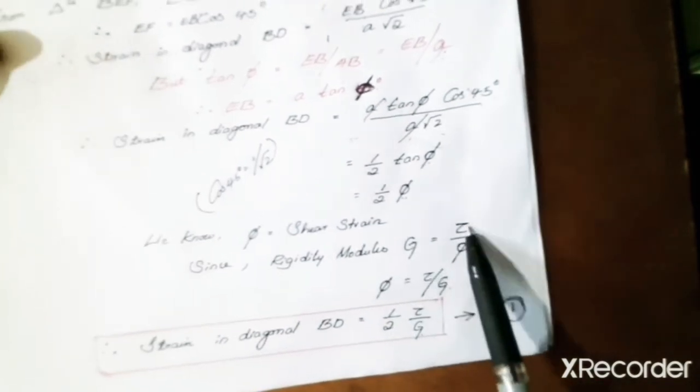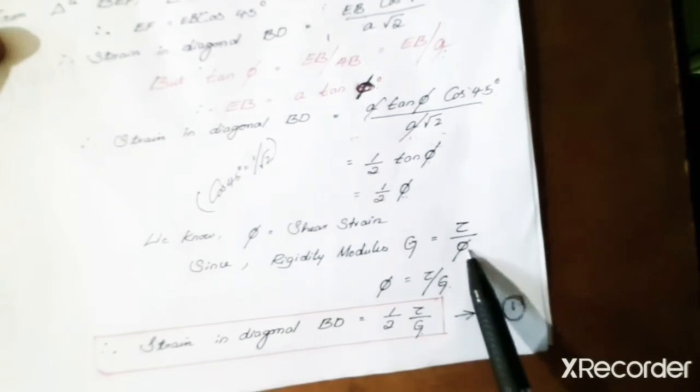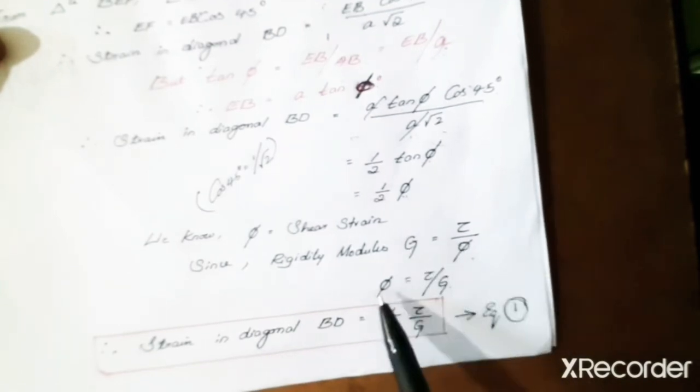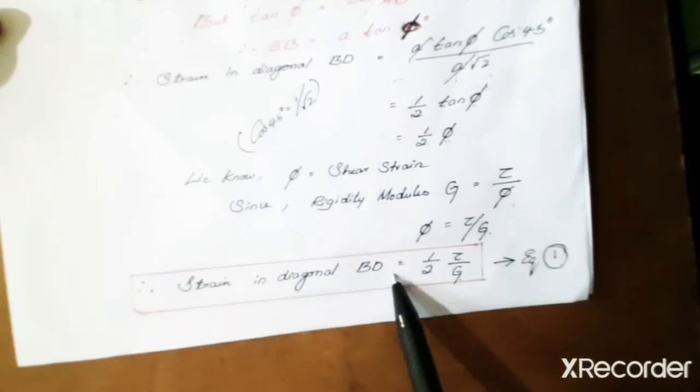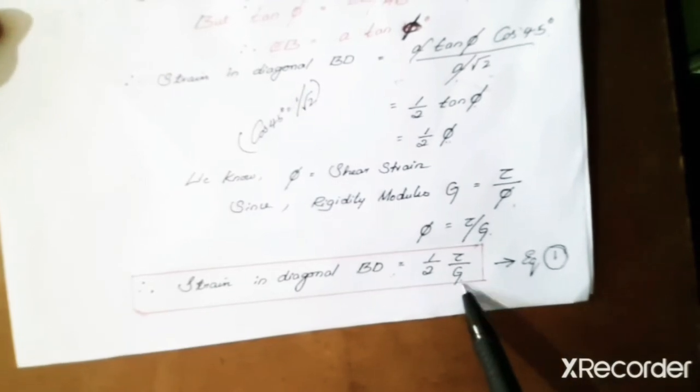So now we know phi is equal to shear strain, since rigidity modulus C from the definition is equal to shear stress by shear strain. You can send this and bring this here. So shear strain is equal to shear stress divided by rigidity modulus. So place this term in this equation. So you get finally strain in diagonal BD is equal to half of tau by C.